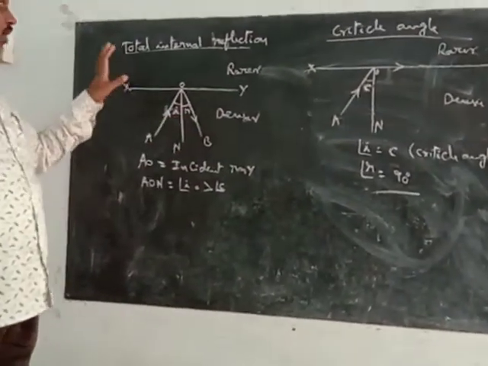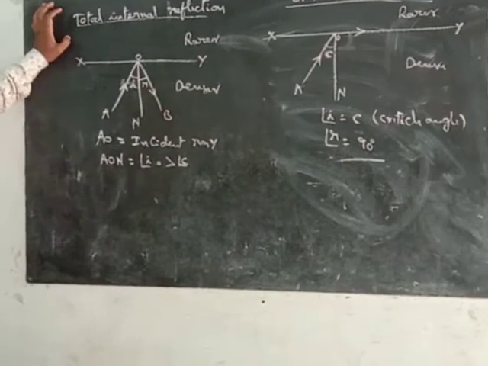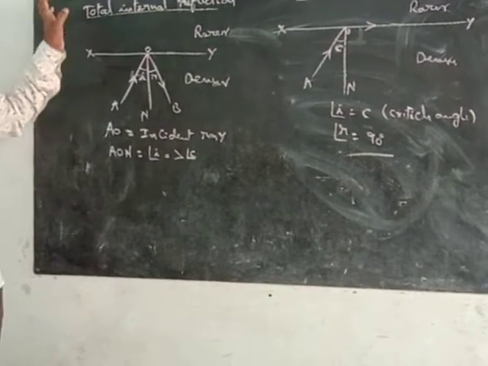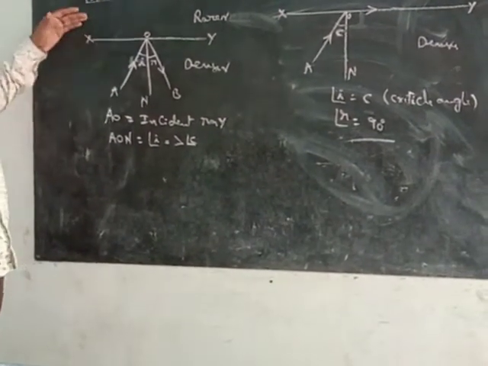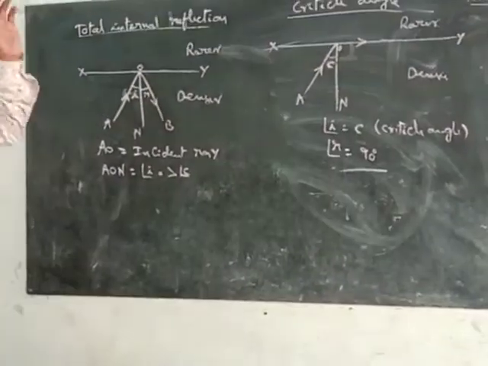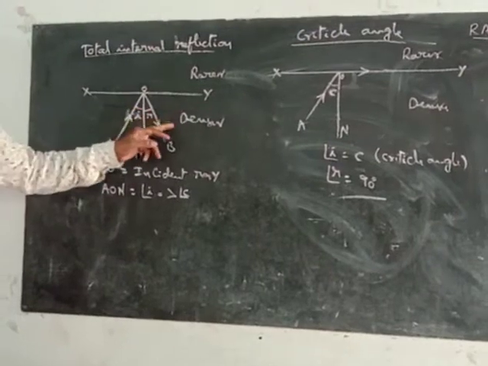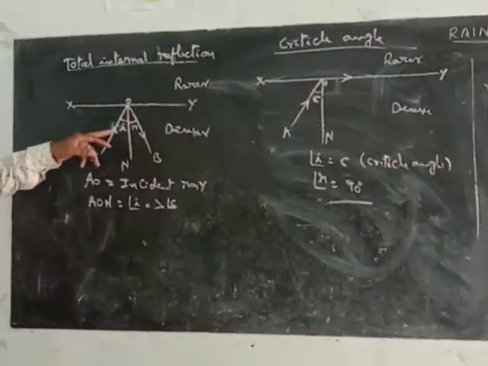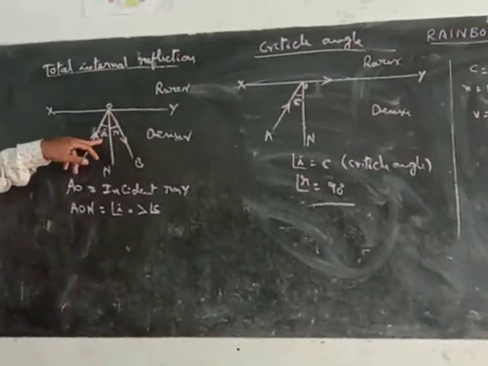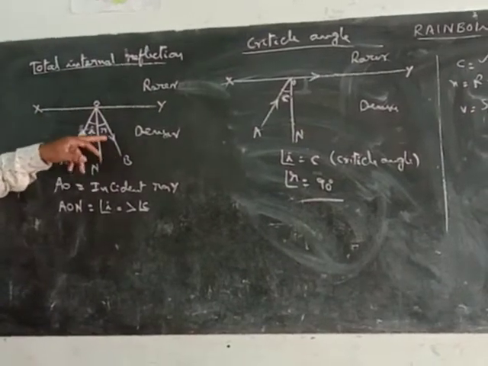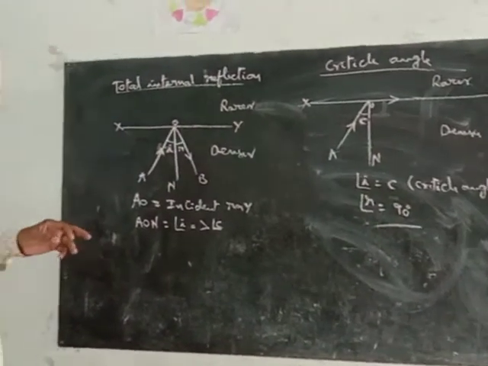Once again, see what is total internal reflection. This is 1 mark or 2 marks. 1 mark means directly write the definition. 2 marks means you can draw the diagram and explain the concept. When a light ray travels from a denser to a rarer medium, if the angle of incidence is greater than the critical angle, then the light ray is reflected in the same medium. This phenomenon is called total internal reflection.